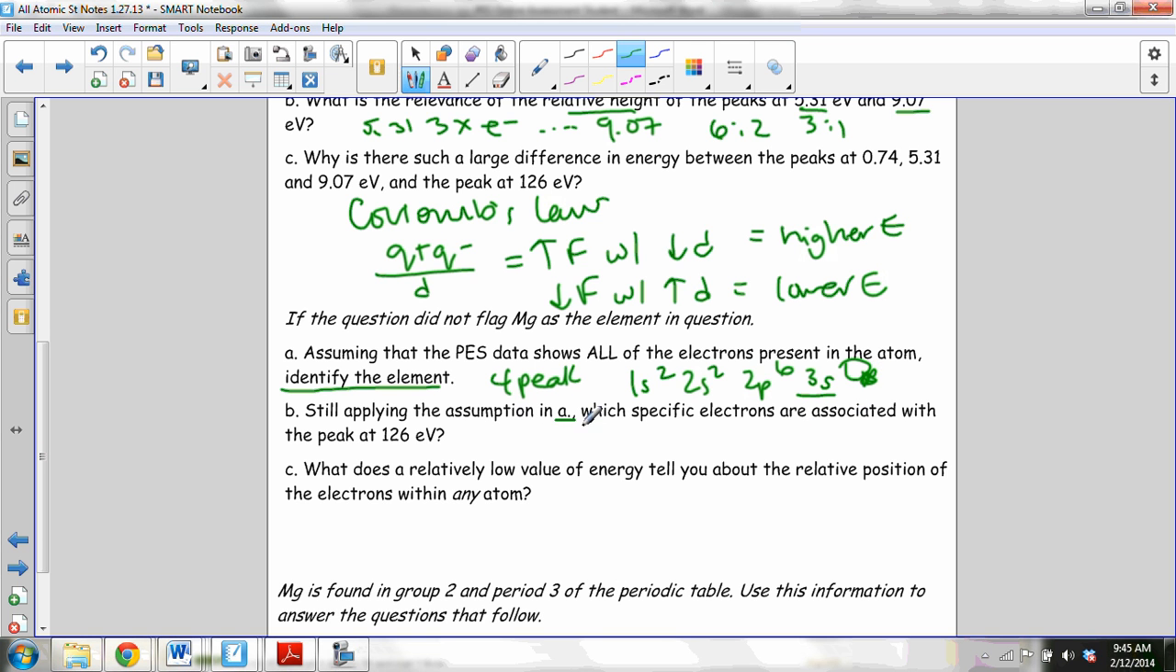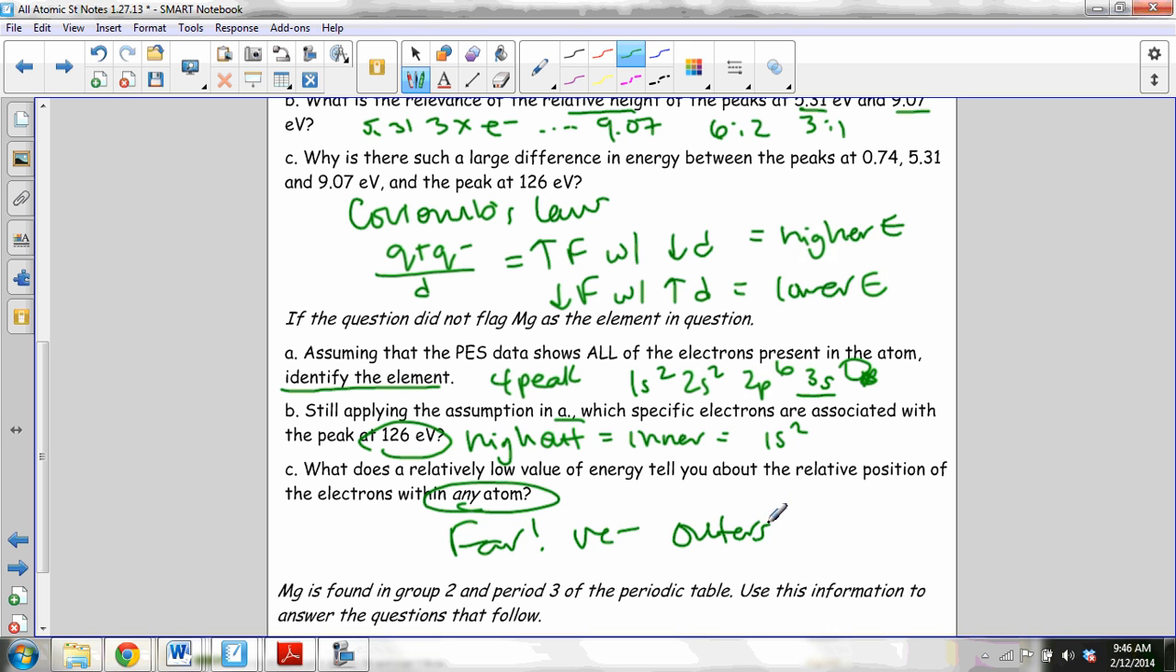Still applying the assumption, which specific electrons are associated with the 126? This is where we get back into the highest attraction. Highest attraction equals the inner core. The inner core is the 1s2 electrons. What does a relatively low value of energy tell you about the relative position of the electrons in any atom? That means that it's far, far away. Far away means they're the valence shell. They're the outer shell of electrons.